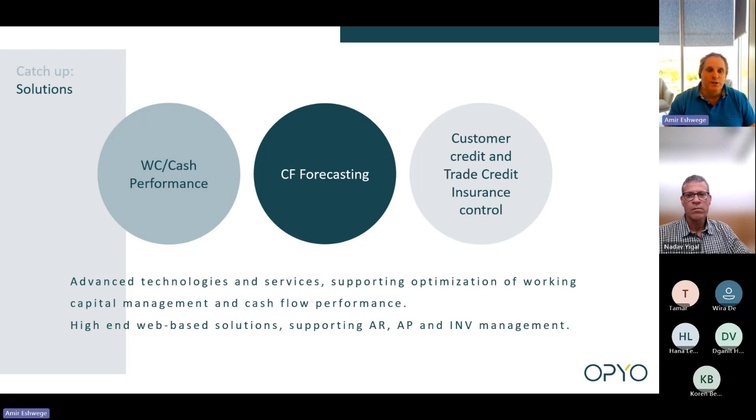OPYO is a web-based solution. That means it's a solution that doesn't touch your internal systems. It works in the cloud based on Microsoft technology, Azure and Power BI. And OPYO works as a service. That means we don't sell systems, we sell a solution and a service relating to it.